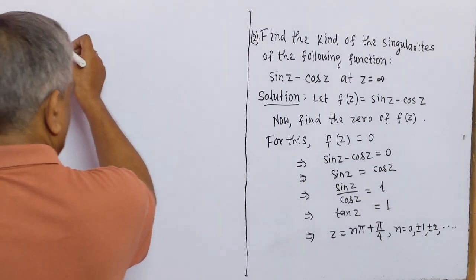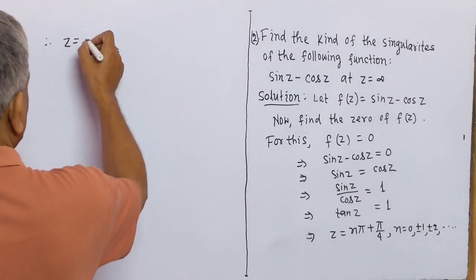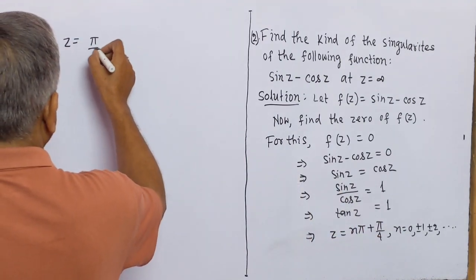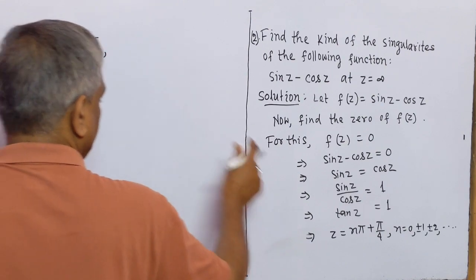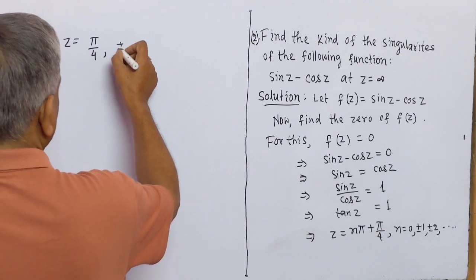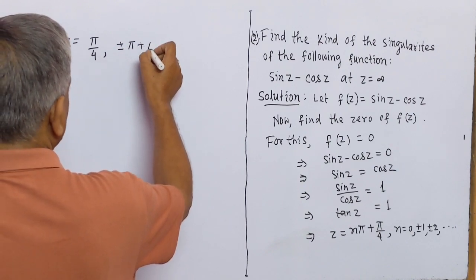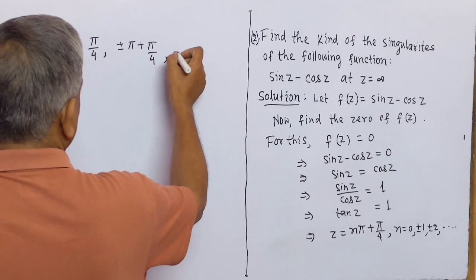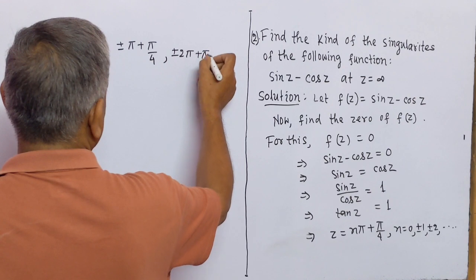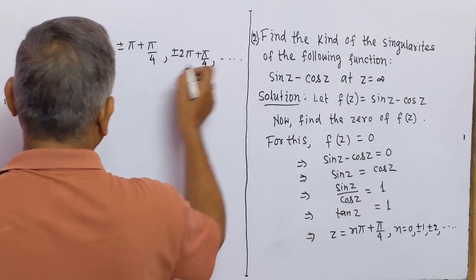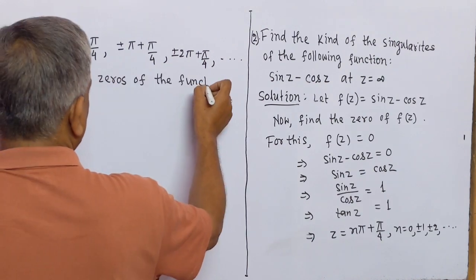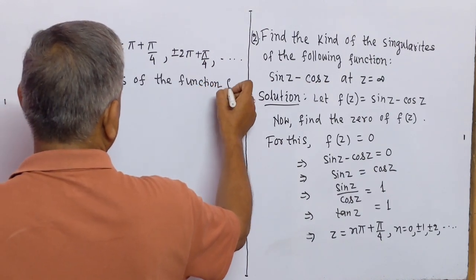Therefore, z equal to, when n equal to 0, this is pi by 4. When n equal to plus minus 1, this is plus minus pi plus pi by 4, plus minus 2 pi plus pi by 4, and so on, are zeros of the function f(z).